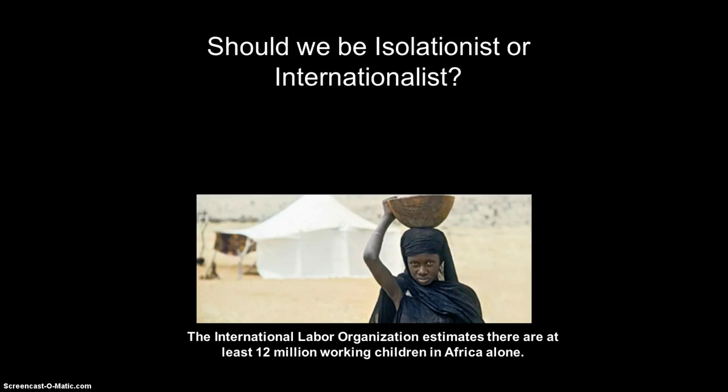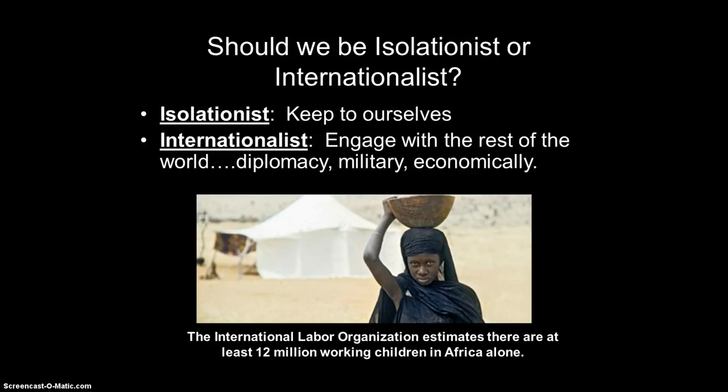Should we care about citizens in Africa in some country that may not necessarily benefit us, or should we just keep to ourselves? Isolationist would be the idea that we keep to ourselves, that we only deal with countries or issues that directly affect us. And internationalism would be that we engage with the rest of the world using diplomacy, maybe military, and economically. So once we've decided this, then we can move forward. And at this point in history, our country, although some people feel we should be more isolationist, is very much internationalist. We're very much involved with the rest of the world.